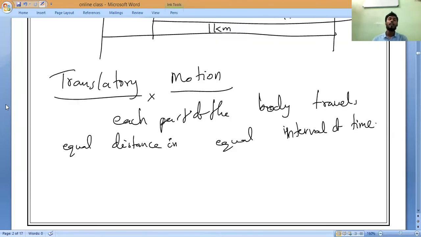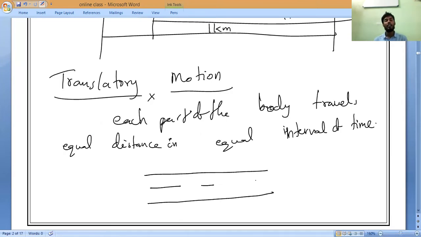Now, this translatory motion, so always it is moving in. For example, your car is moving on a straight road. In mathematics, what can we say? Linear motion. Yes or no? Please respond. Yes, sir. So translatory motion will be classified into two types. When a body is traveling in a straight line, then we can say it is called linear motion, or rectilinear motion.